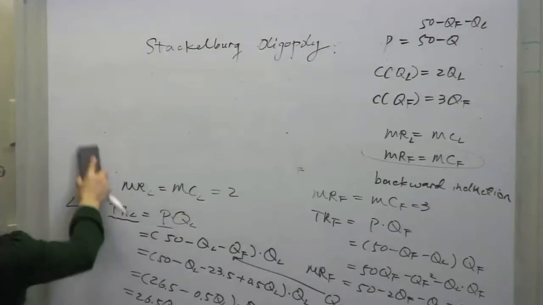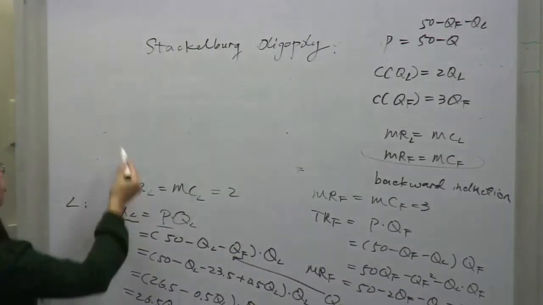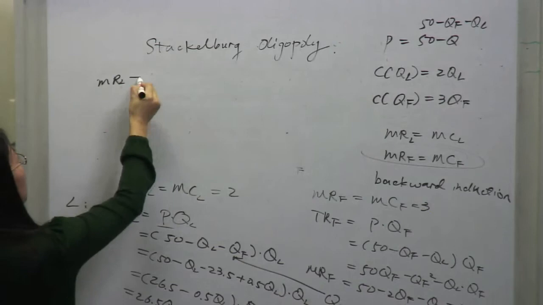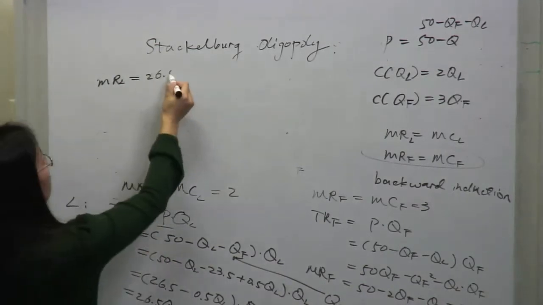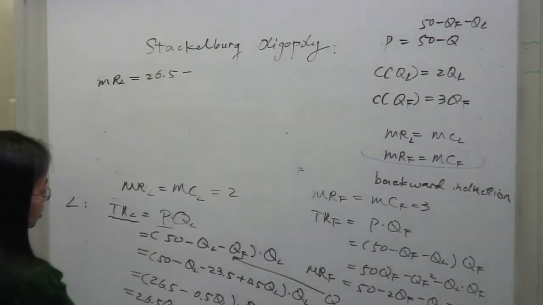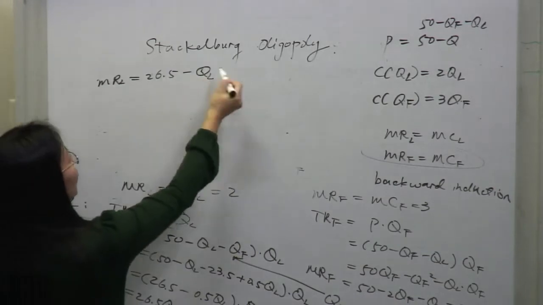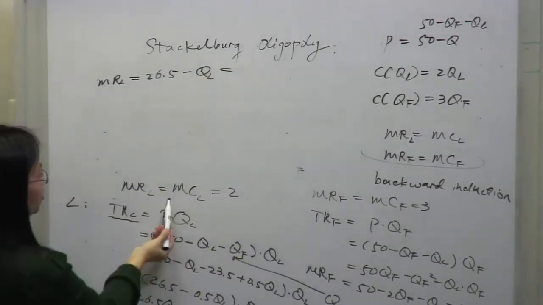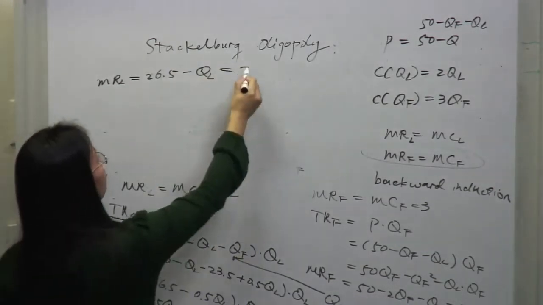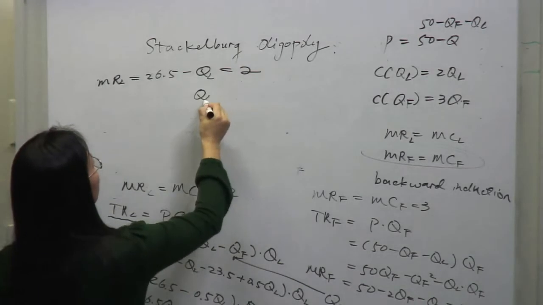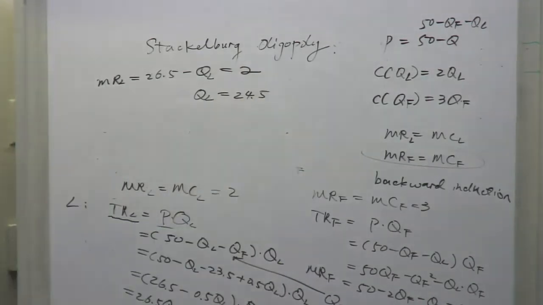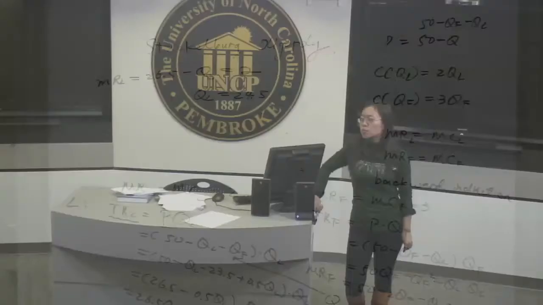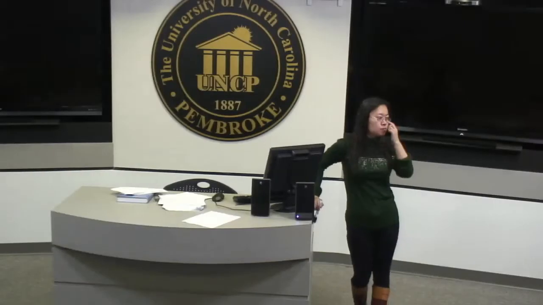After we get total revenue for the leader, we take the derivative of that, which will be 26.5 minus QL. And that has to be equal to marginal cost for the leader, which is 2. So QL will be equal to 24.5. I know where I messed up. When I took the derivative, I didn't multiply by the 2 from the squared. I just kept the 0.5.